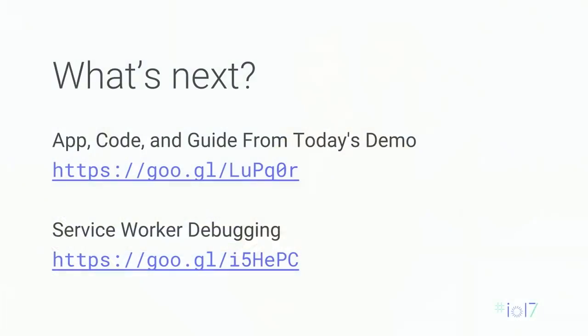So what's next for you as developers if you want to take advantage of this? We've actually pushed all of the code he wrote and all of the links and guides to this tool onto GitHub. So we've got that top link there. I'd also recommend you take a look at a guide written by Rob Dodson about debugging service workers. Because service workers fundamentally shift a couple of the paradigms on how you develop applications in terms of how it refreshes, how it reloads. And so understanding how to debug service workers can be extremely helpful.